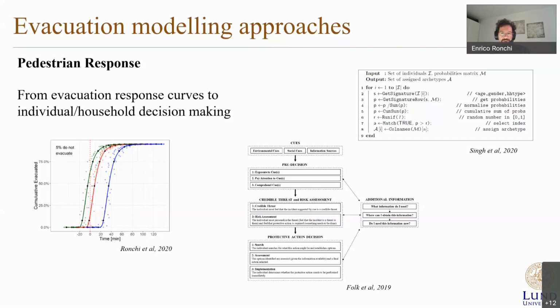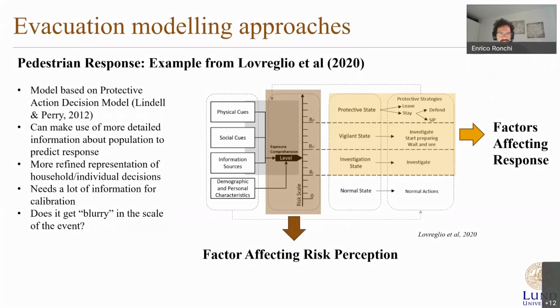And as I mentioned before, the more macroscopic approach instead generally takes into account more aggregated curves of response, which are then distributed along different households. A couple of examples that I put here: there was some work done by one of my colleagues, Rino Lovrelio, at Massey University in New Zealand. He did quite interesting work on, for instance, trying to implement the factors that affect response and how those contribute to risk perception and in turn affect the different set of actions that people take. So it's a much more refined and detailed representation of individual and household response. But of course, being much more refined, it needs a lot more information for calibration.